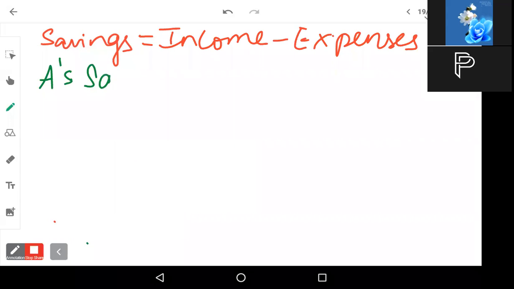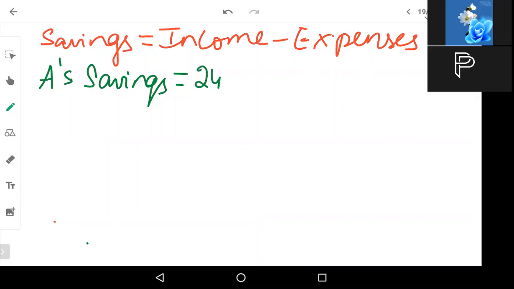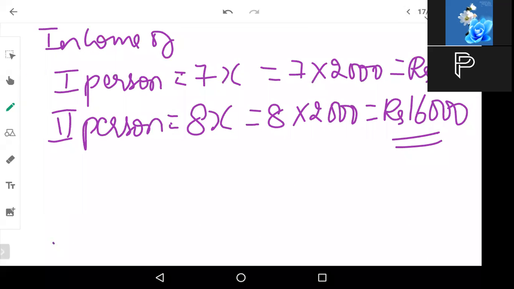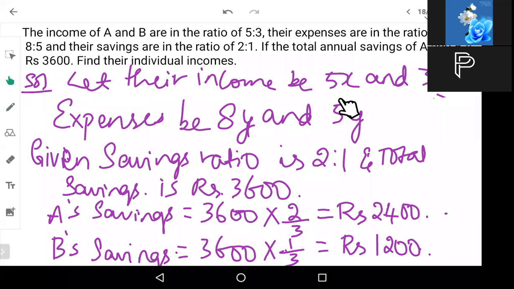A's savings is, what is the total amount of savings? 2400 is equal to... Income is 5x, expense is 8y. Go back and check here. Income of A is 5x, expense of A is 8y. Income of B is 3x, expense of B is 5y. Okay, and savings is 1200.